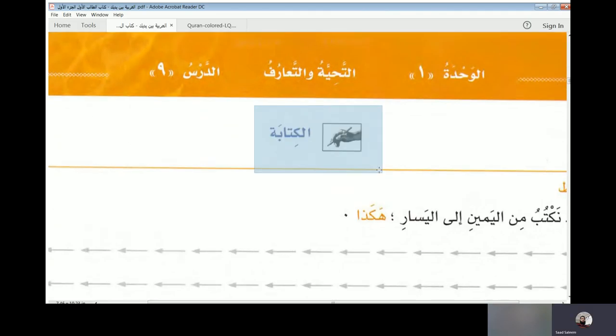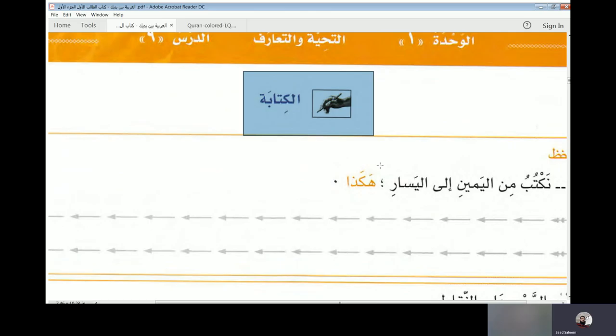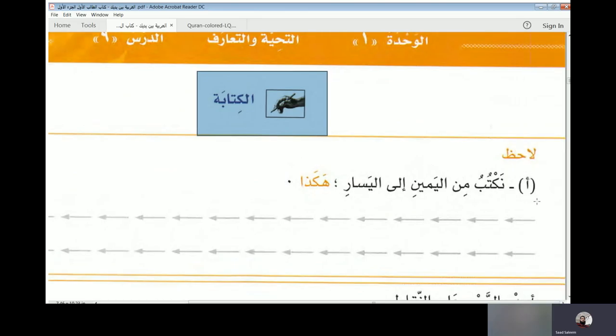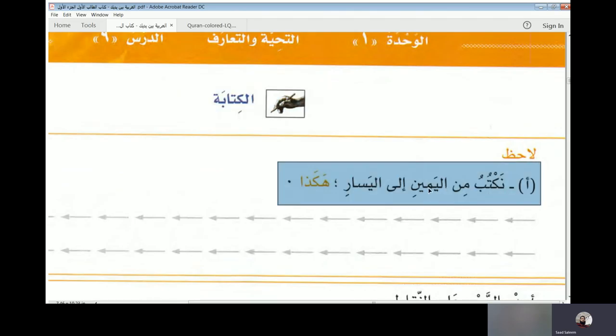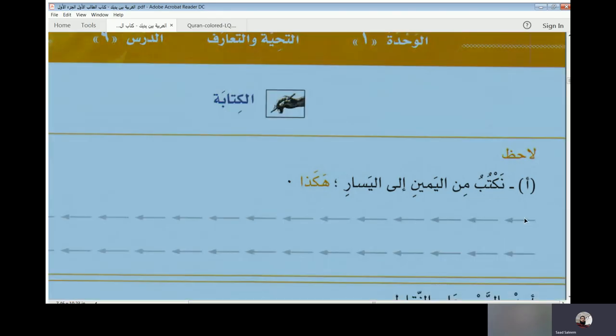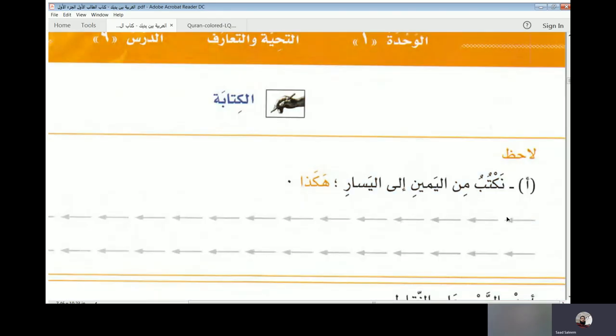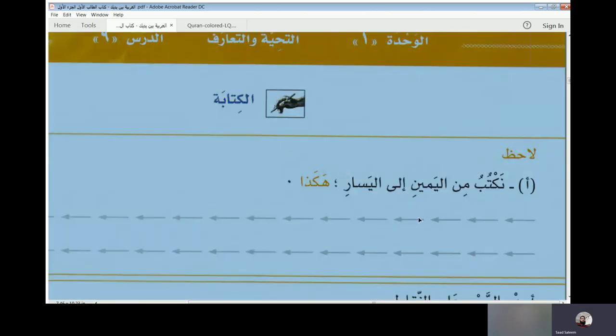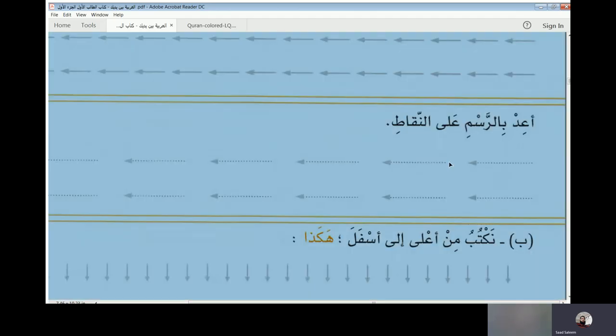Al-kitaba means writing. This exercise is for writing practice. You have this book. So, naktubu min al-yamini ila al-yasari hakadha. We write from the right to the left. So just move your pen on these dots. This is your homework. So after doing this, send me a picture. Then arsam ala an-nuqat. Again, he's saying to move your pen on these dots. This is for writing practice.